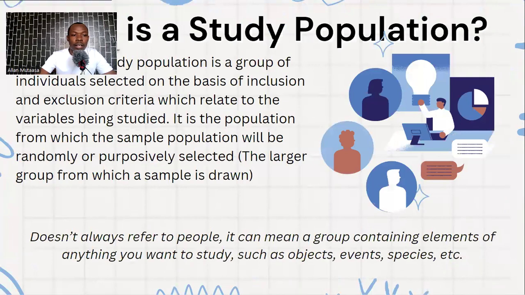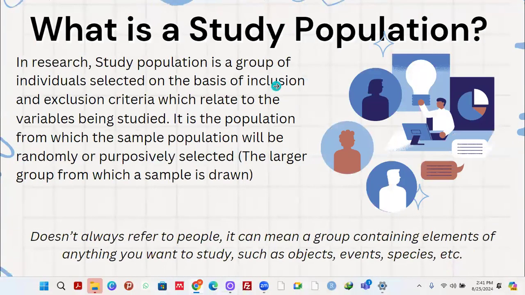We'll start with the basics. What is a study population? So a study population is a group of individuals who are selected on the basis of the inclusion and exclusion criteria. Okay? So what is the inclusion and exclusion criteria?